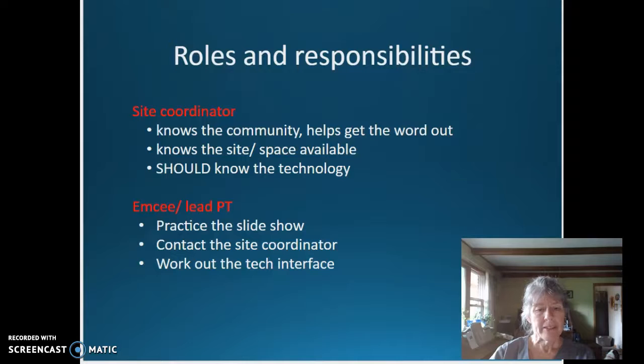That site coordinator is important because they know their community and the facility where you'll be presenting and screening. Mariana and I work closely with the site coordinators to be sure they have a good space for the event and that they'll have the IT needed for the presentation. The lead PT should make sure that the format they bring their slideshow in is going to sync up with the projection equipment available at the site. They should also practice the slideshow, be in touch with the site coordinator, and make sure the communication is good.